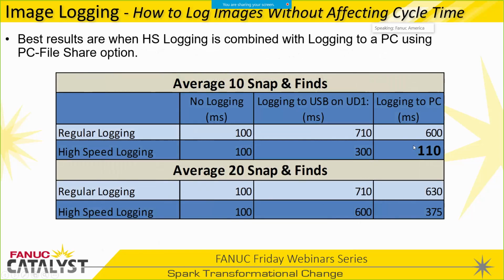Now, the best results we've seen for logging is when you use high-speed logging in combination with PC file share. PC file share is an option that allows you to write files to a Windows shared drive on a PC via the Ethernet network on the robot. When you use high-speed logging in combination with PC file share, you can see that we can log in about 100 milliseconds.